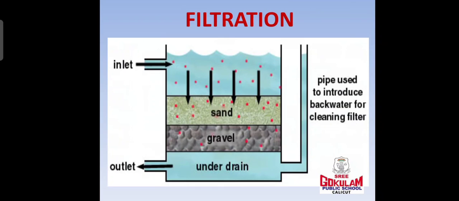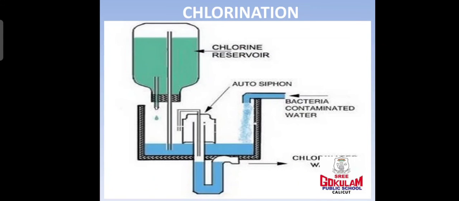And the next method is filtration. The water is then filtered through sand beds or layers of sand, gravel and charcoal to filter out smaller impurities from it. And the next process is called chlorination. Here chlorine is added in small amounts to kill germs from the water.